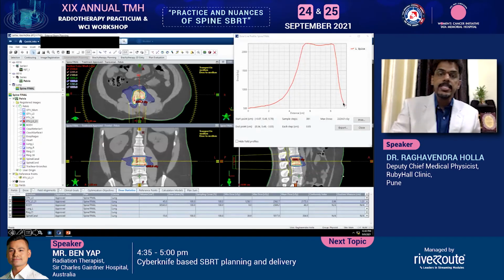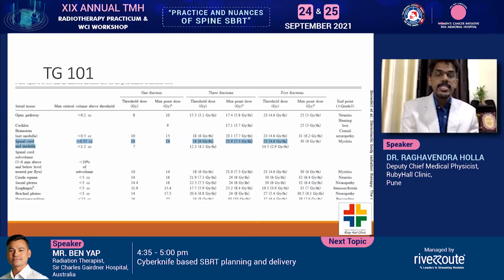So our prescription is 21 gray in 3 fractions. That's what we conventionally follow in our center. So what I observed is we can reduce the dose by about 10 gray per millimeter with this high definition MLCs. For the normal structure constraints, we follow Task Group 101 recommendations, where the 3 fraction dose constraint is 18 gray threshold of 0.35 cc spinal volume and the medulla. And the max point is 21.9 gray.